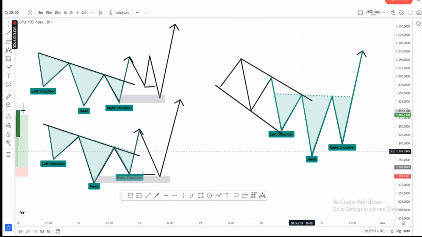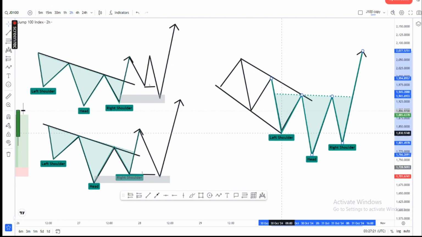So what you want to make sure you take note of is you want to make sure you understand the formation of your head and shoulder pattern. Very important. You want to see that you have a head, you have a left shoulder and a right shoulder. This is your inverse head and shoulder.